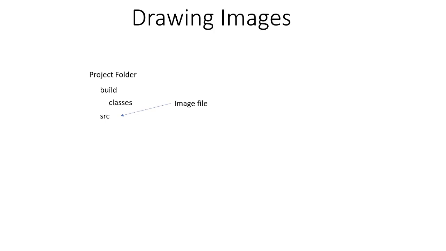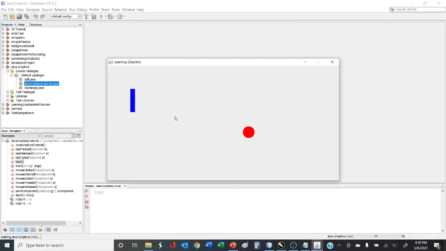Now, I have had people tell me that they have not put the image file in this directory, that sometimes they just put it directly in the source directory. And if that works for them, great, but I have never had that work for me. So my recommendation is put it in the classes directory. So our image has already been placed in that directory. Let's go to NetBeans and use it.